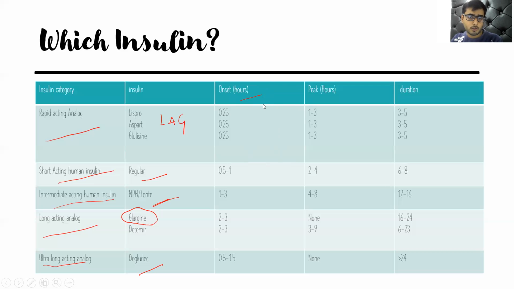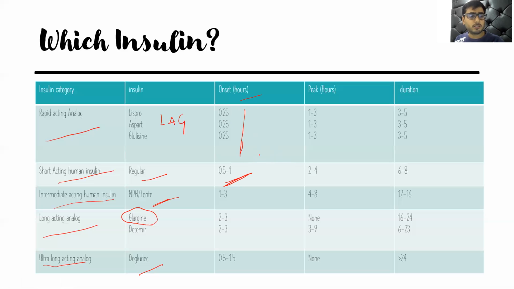If we see the onset of action, we can clearly see the rapid acting is acting in the first 15 minutes. So it is 0.25 hours, that is the first 15 minutes. It acts within 15 minutes. And short acting insulin acts within half an hour to 1 hour.